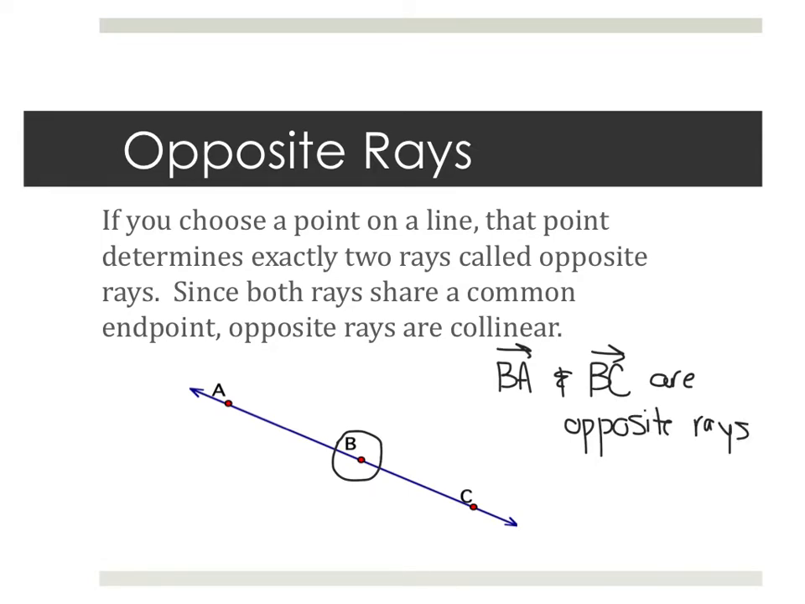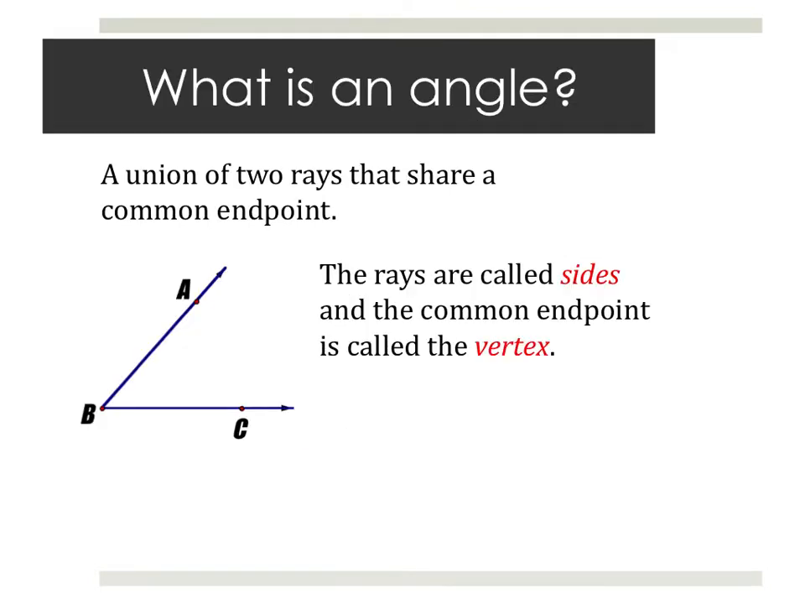Okay, so a lot of times kids tell me, oh, I'm confused about opposite rays. There's nothing to be really confused about. You have a line, pick a point, going from that point in one direction, then the other direction. Those are opposite rays. Together they form a line. They are collinear. Okay, so one of the things we're going to deal with a lot in this class throughout the year are angles. So what is an angle?